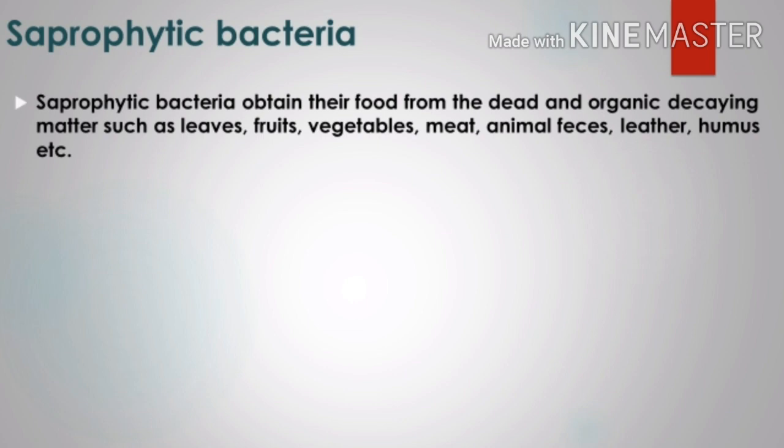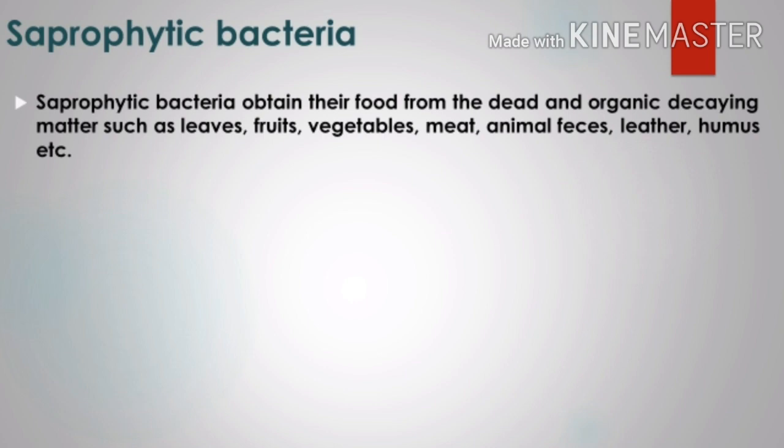The second type of these heterotrophic bacteria is saprophytic bacteria. Saprophytic bacteria obtain their food from dead and organic decaying matter, such as leaves, fruits, vegetables, meat, animal feces, leather, humus, etc. These kinds of bacteria perform fermentation and putrefaction processes where carbohydrates and proteins are broken down into simple compounds. Lactic acid fermentation is a common process where milk is converted into curd by the lactobacillus bacteria. So these are the saprophytic bacteria.